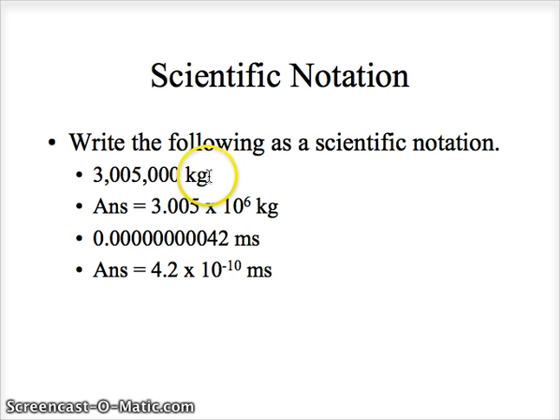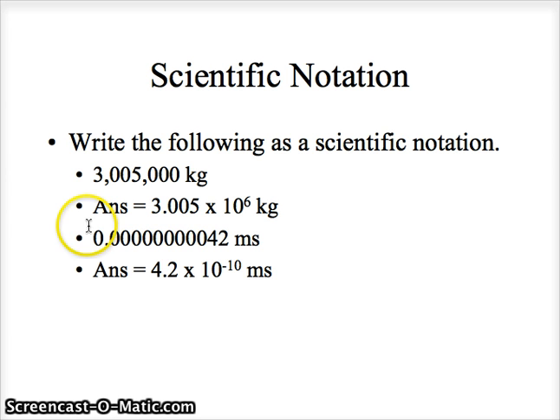If I were to look at this value here, 3,005,000 kilograms, then to change that value into scientific notation, the decimal point is going to be at the far right, to the right of the last zero. And we're going to be moving this decimal point 1, 2, 3, 4, 5, 6 times. So that is essentially the n power. Our answer will be 3.005 times 10 to the 6th. The reason why it's times 10 to the 6th is because we moved the decimal point to the left 6 times.